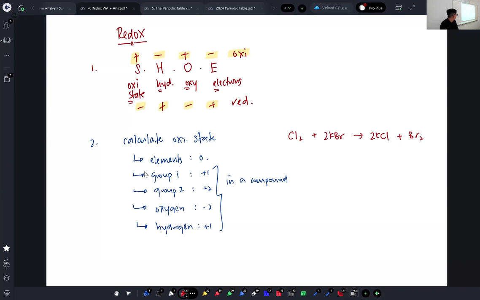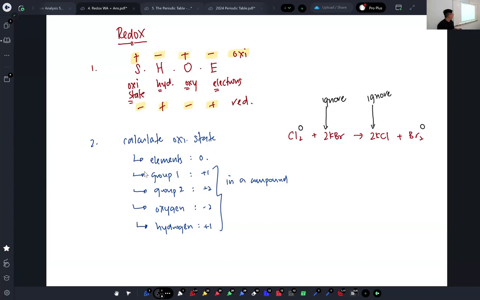First things first, we need to recall all elements by themselves have no charge. Chlorine is 0 and 0. Make sense? I'm also going to say this: we ignore the number in front. The number in front is used to balance the chemical equation. We're going to ignore the number in front. And then what about potassium bromide?